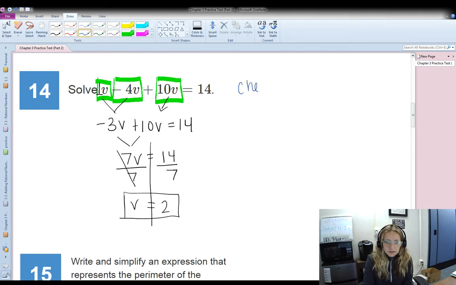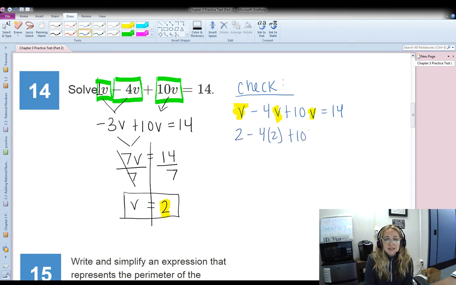So over here, I'm going to write check. And I'm going to do v minus 4v plus 10v equals 14. Okay, now what we're going to do here, wherever there's a v, I'm going to substitute and plug in what that v actually equals, which is a positive 2. So I'm going to do 2 minus 4 times 2 plus 10 times 2 equals 14. Now simplify it out. 2 minus 4 times 2 is 8 plus 10 times 2 is 20 equals 14.